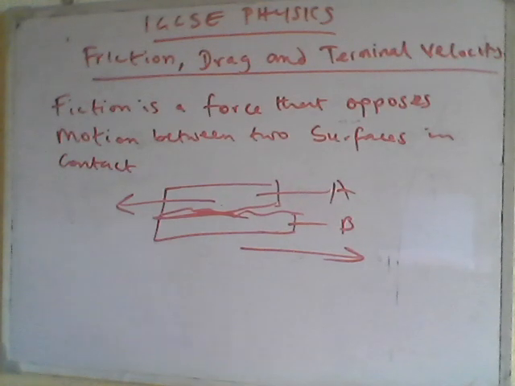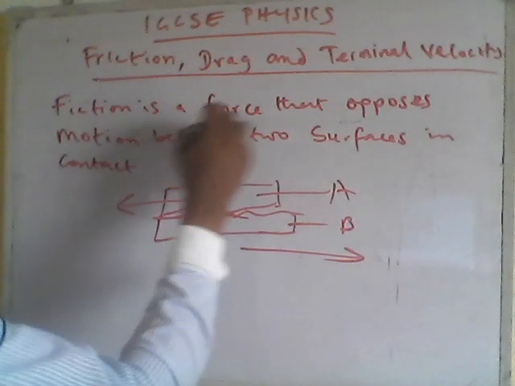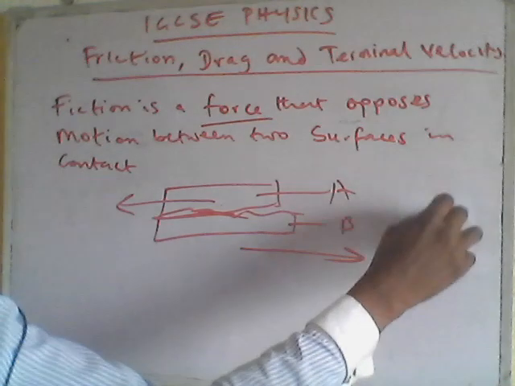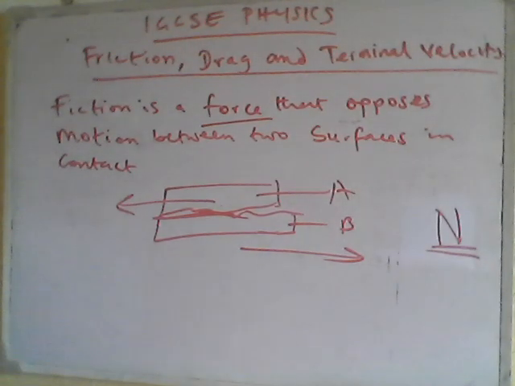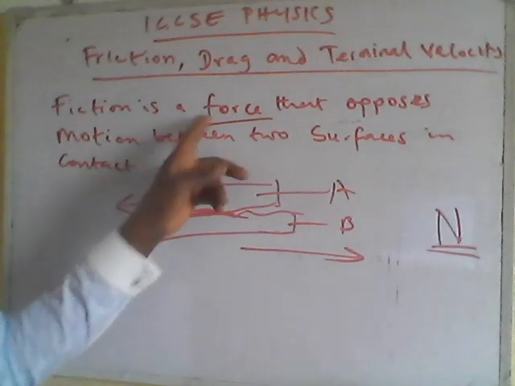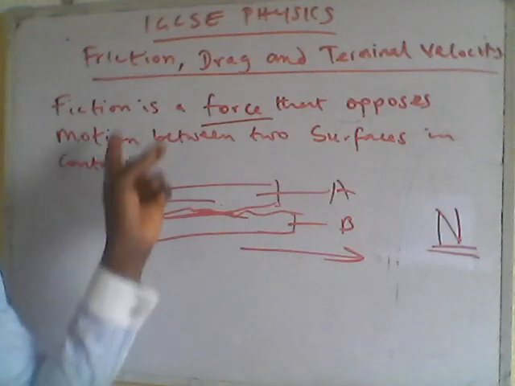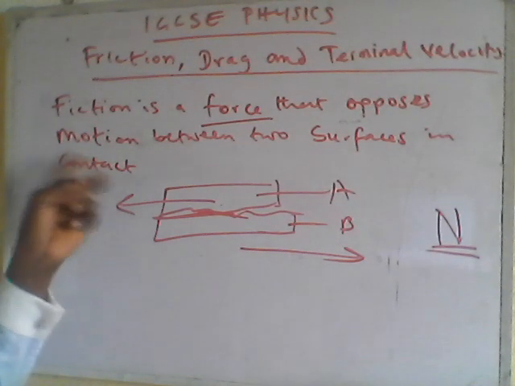So if we say friction is a force, the first thing here is friction is a force, right? So what comes to your mind is that it's measured in newtons. That's the unit of friction. But that force, what does it do? It opposes the motion between two solid surfaces in contact.